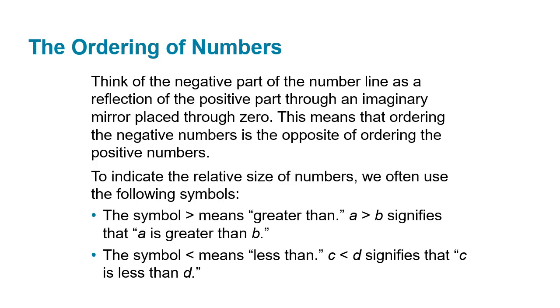The ordering of numbers, I think we're all familiar with a number line, and we know that the larger numbers go to the right and the smaller numbers go to the left. The symbol that is this little sideways V means greater than, i.e. A is greater than B, means that A is bigger, right? And then in this direction it's less than, C is less than D.